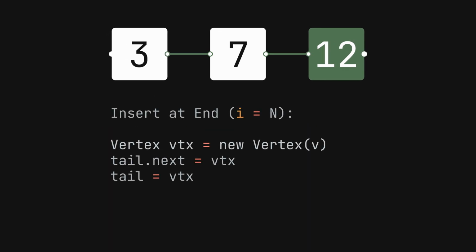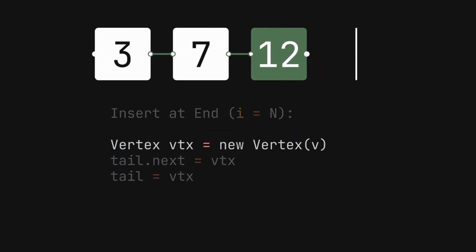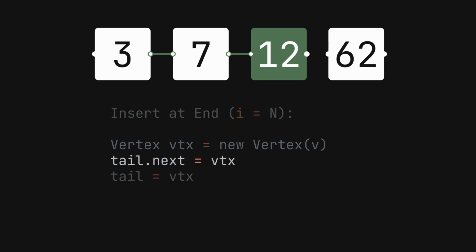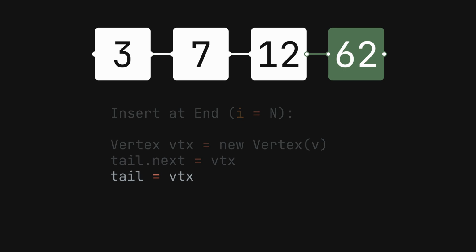Next, let's insert at the end. Create a new vertex with the value v. Append the vertex to the end of the list, which will be the tail. Update the tail to point to the vertex.